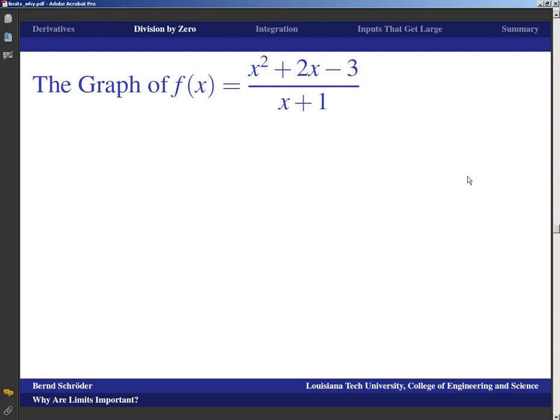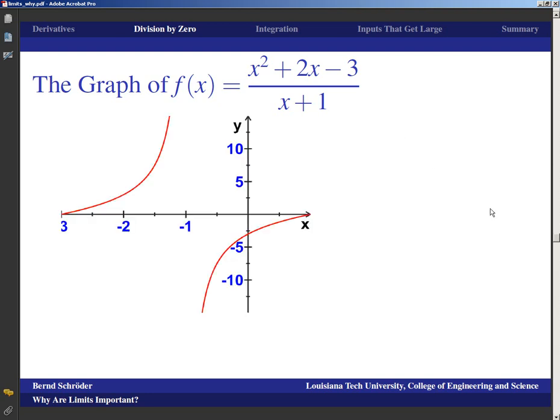When you've got a division by 0 that cancels out, that's actually typically the best case scenario for when you're computing a limit. On the other hand, you could also have x squared plus 2x minus 3 divided by x plus 1. And in that case, you've got a division by 0 at -1, and the function actually blows up at -1, right? It goes to plus infinity, it goes to minus infinity on the right.